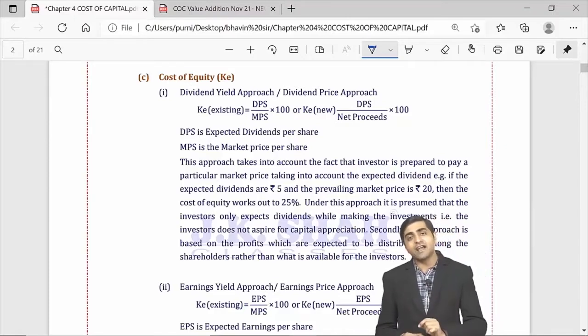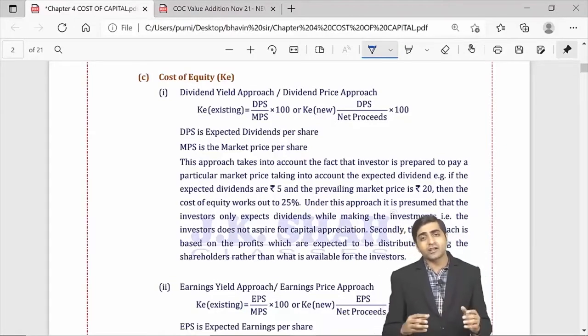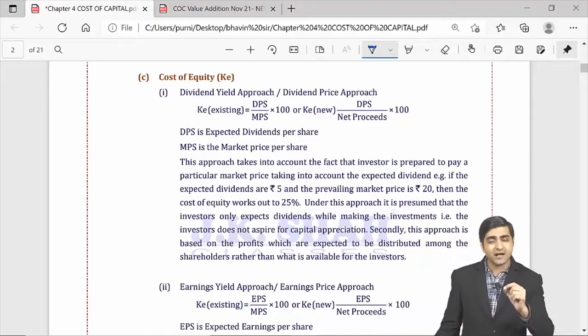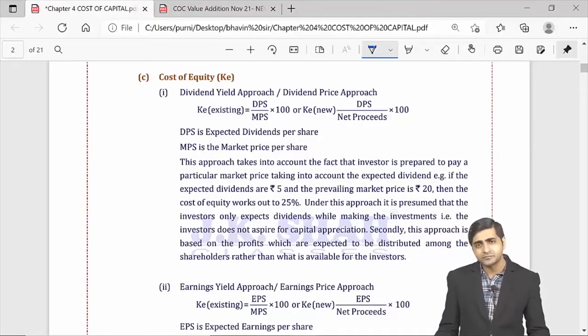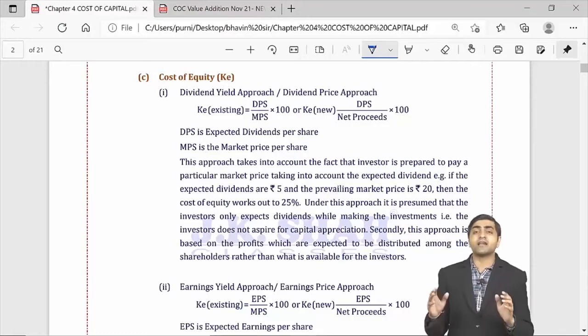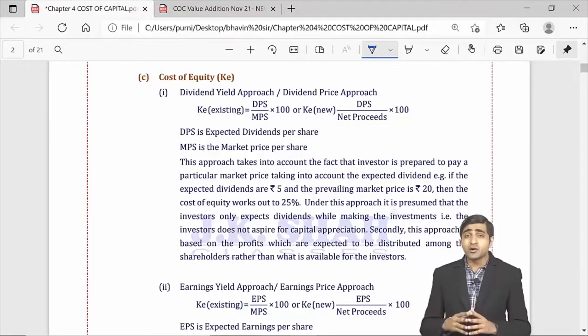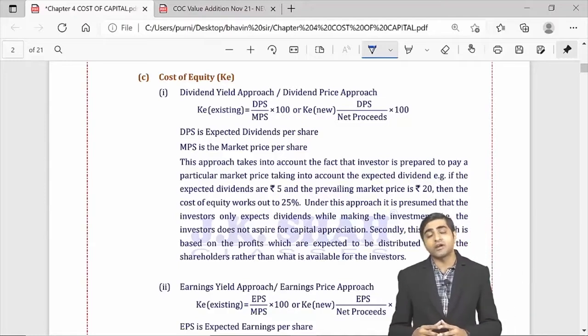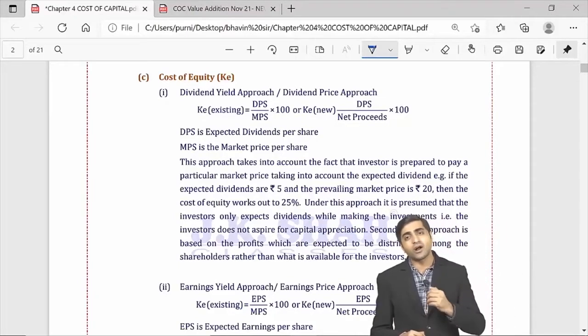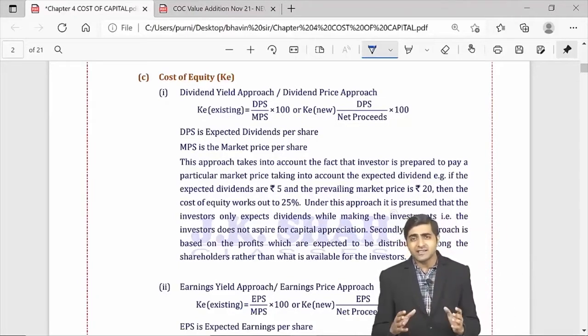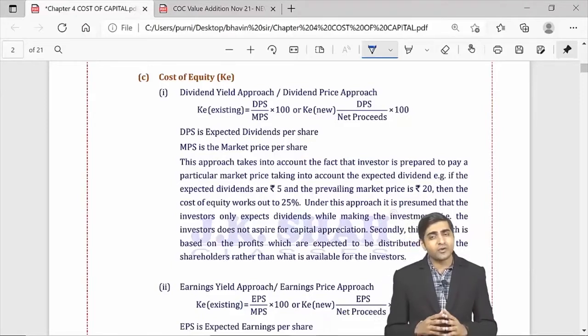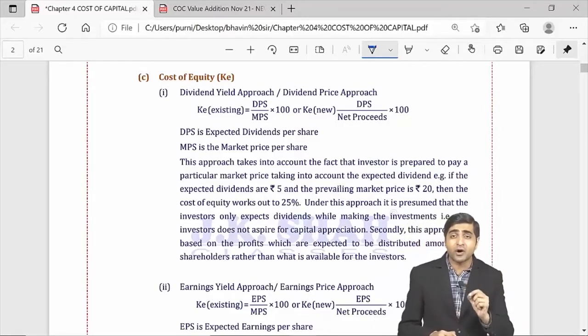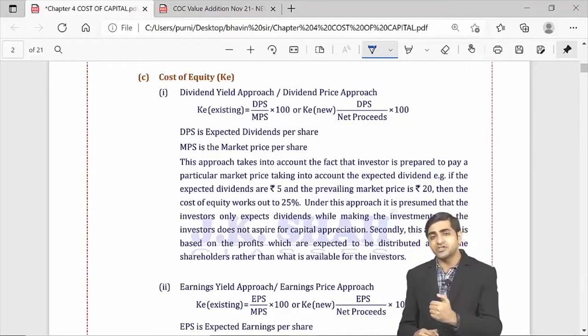And guys, similarly when we have the earning yield approach, your KE will be EPS upon MPS into 100. Whenever we are calculating the dividend yield plus growth approach, then we'll be using Gordon's formula, which will be D1 upon P0 into 100 plus G. Similarly, for the earning yield plus growth approach, we'll have the formula E1 upon P0 into 100 plus G.